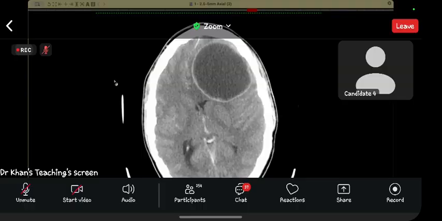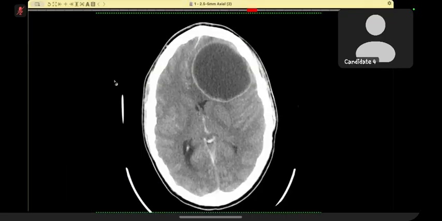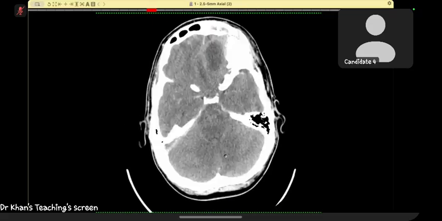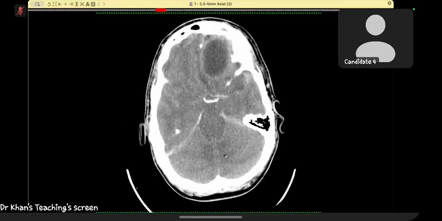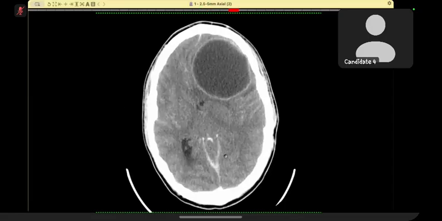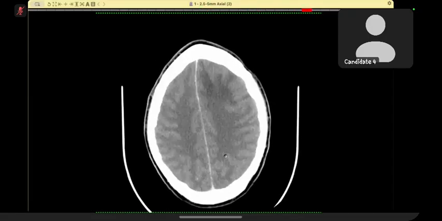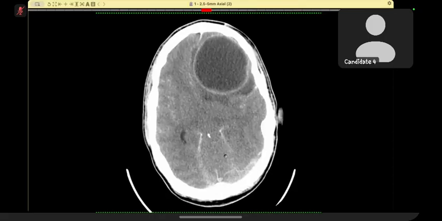Okay, the post-contrast images show peripheral post-contrast enhancement. Images are not scrolling. I ask for the control again. So it shows peripheral post-contrast enhancement. Now, I am concerned about an abscess in this case.